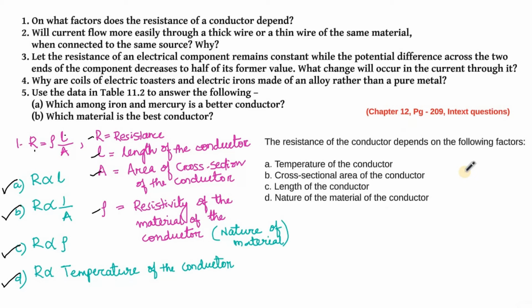So summarizing this, we'll write the answer as, the resistance of a conductor depends on the following factors. Temperature of the conductor, R varies directly as the temperature. Cross-sectional area of the conductor, resistance varies inversely as the area of cross-section of the conductor. Length of the conductor, resistance varies directly as the length of the conductor. And nature of material of the conductor, resistance varies directly as the nature of material of the conductor. So this is the answer to the first question. Let's go to the next one.